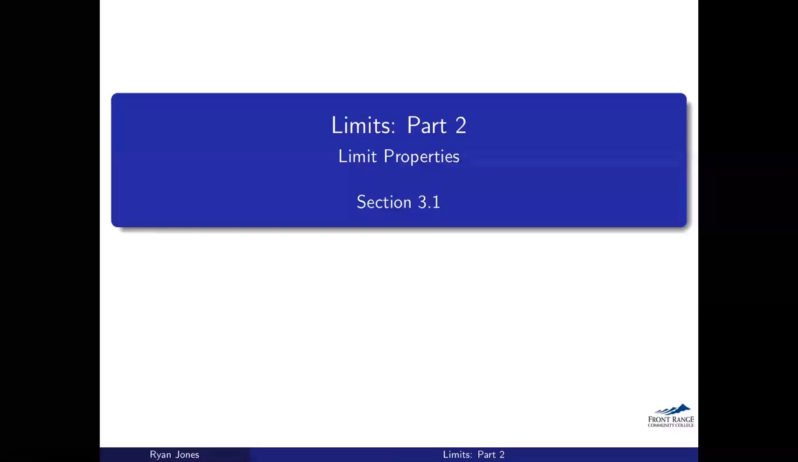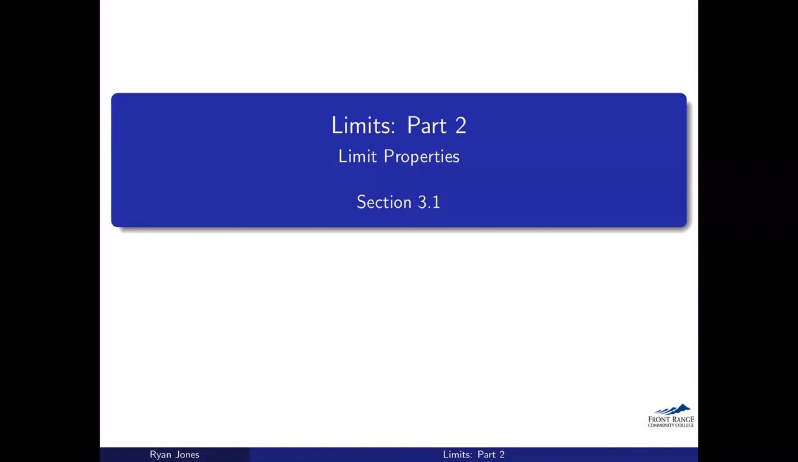Hello, all, and welcome to the second part of our big, long four-part lecture on limits. Today, we're going to talk about limit properties. This will actually go fairly quickly.